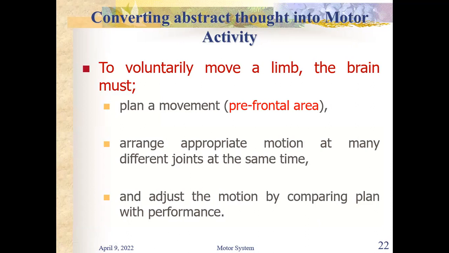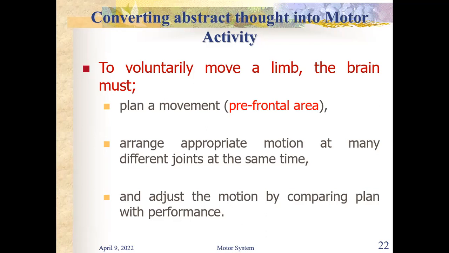Converting abstract thought into motor activity, that's one of the roles of the cerebral cortex in controlling body movement. So for a voluntary movement to take place, or for you to voluntarily move one part of your body, what happens is the initiation of planning first. Planning of the movements by the prefrontal area. Like I said, the prefrontal area will plan the movement first, and then the movement will be initiated by the motor cortex.